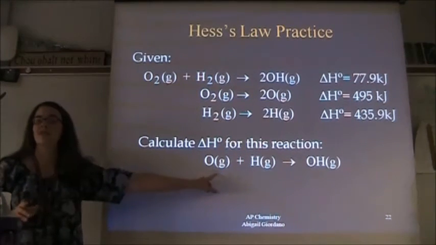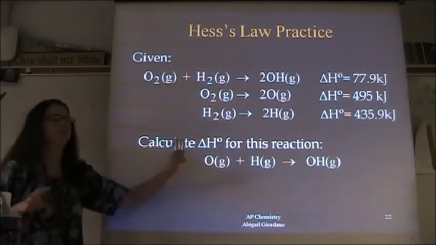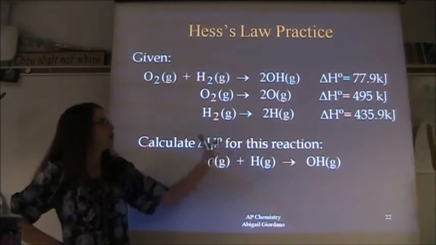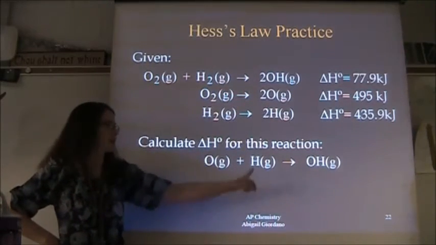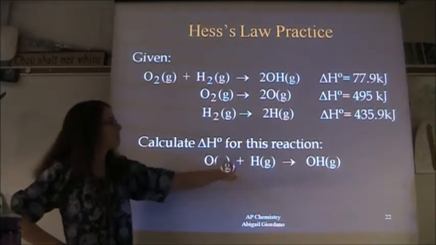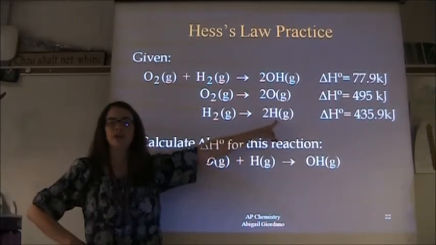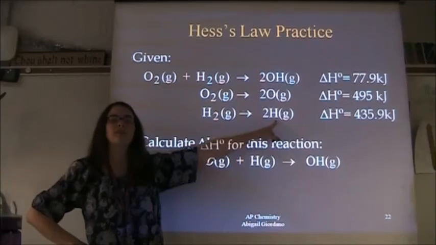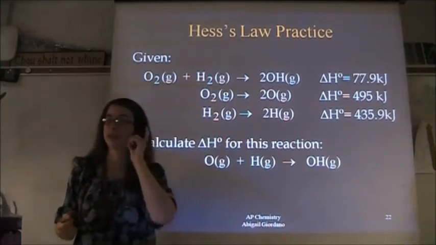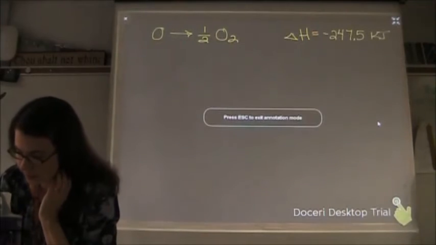So I have taken care of this piece. I had it lined up on the correct side. I had it with the correct coefficient. Good to go. Let's move to the next piece. Look up into these elementary steps. Do you see somewhere H gas? Do you see it? Where? Okay. Is it on the correct side? No. Nope. Does it have the correct coefficient? Nope. So what are you going to have to do? Reverse it and divide by 2. Same thing we had to do to this one. So let's write that equation out once we fix it.